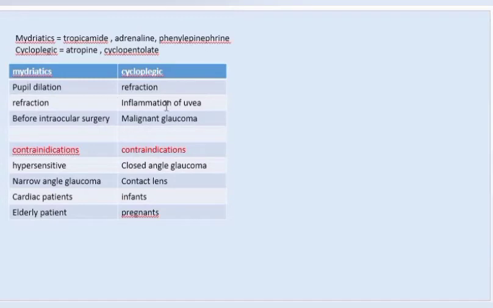Why they are used in refraction is because of the effect of accommodation in hypermetropic eyes. So what happens in hyperopic eyes? Whenever we go for a checkup, the eye automatically accommodates for both distance as well as near regions.